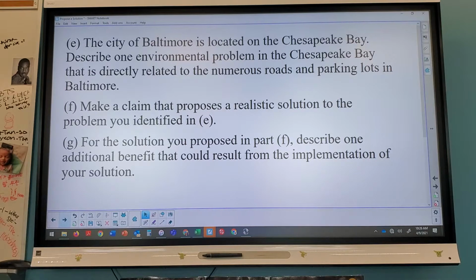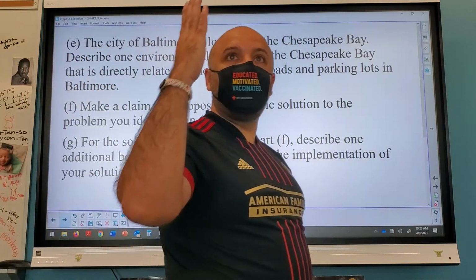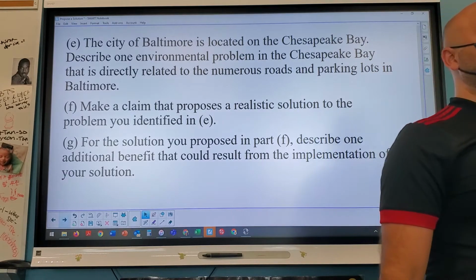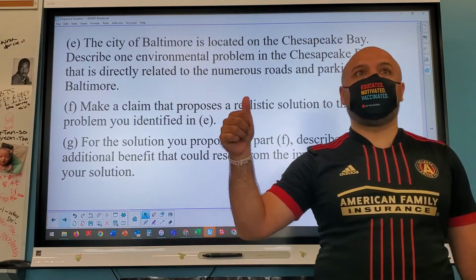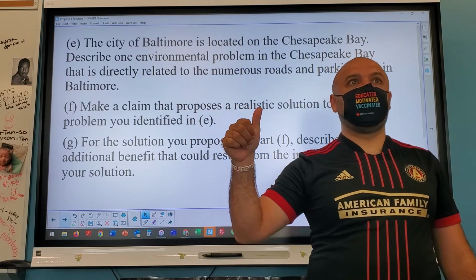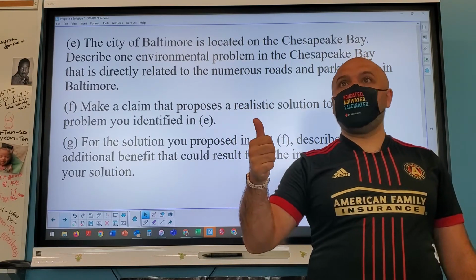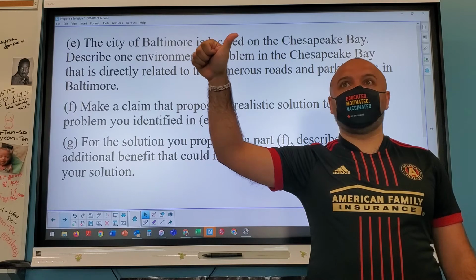Some people are looking out the window. If that helps trigger your memory, makes sense to me. But think about a simple problem with roads and parking lots. What you got? You just mumbled something in your mask. Runoff from cars. What in the runoff? What runoff are you talking about? Well, oil. Okay, so you do toxins there. Good. That's one good one, right?